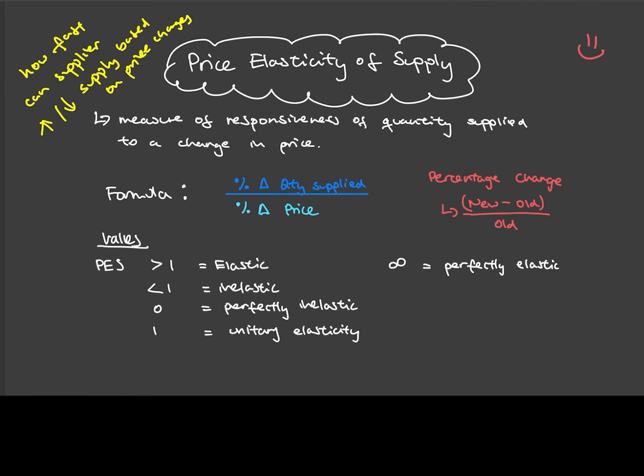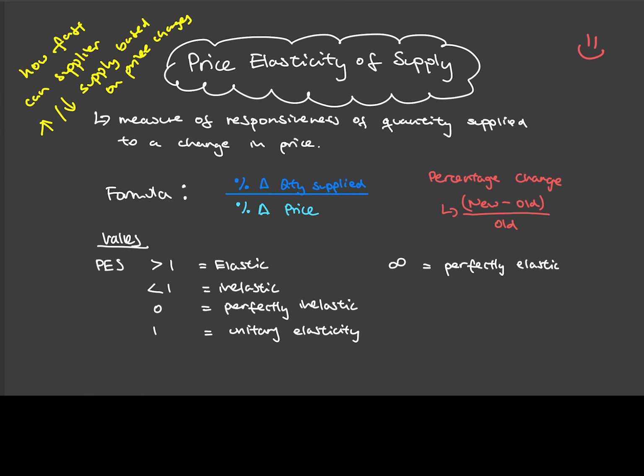And there are a few different values of PES that you would like to know and you might need in your examinations. First, for any product or good or service that has a PES of larger than 1, we call it price elastic. What this means is that the supply is very responsive to changes in price, and suppliers can increase and decrease supply very quickly. The opposite of that is price inelastic, which has a value of less than 1, which means that they can't increase or decrease supply very quickly based on changes in price.